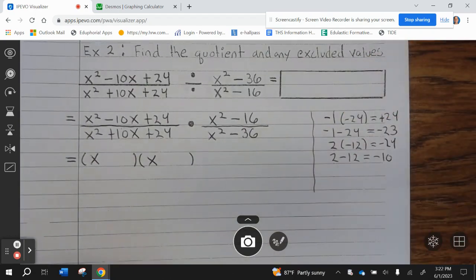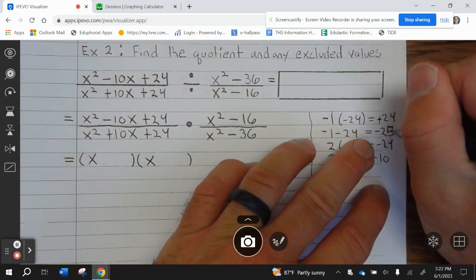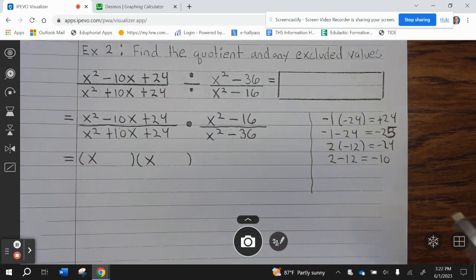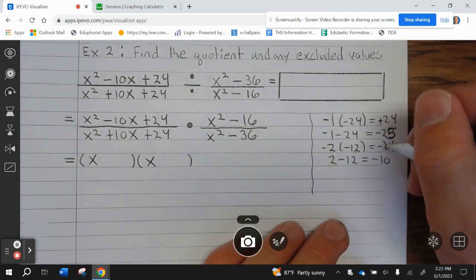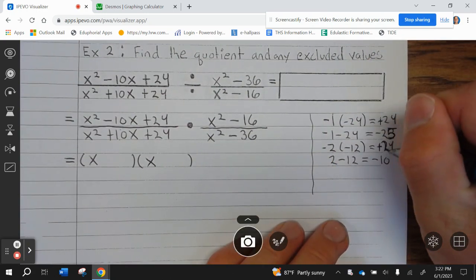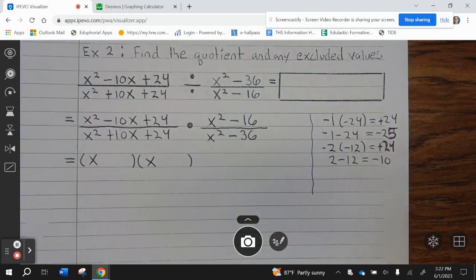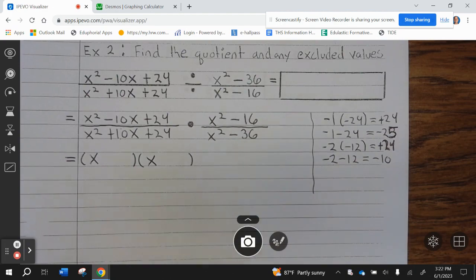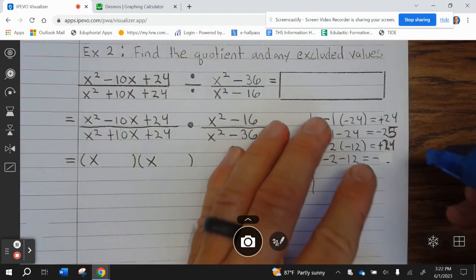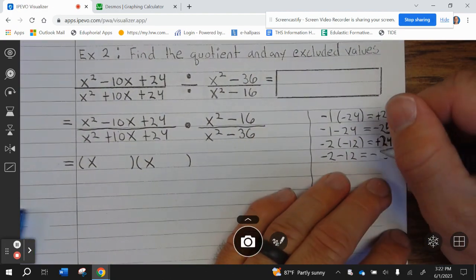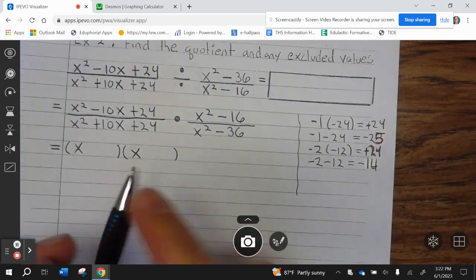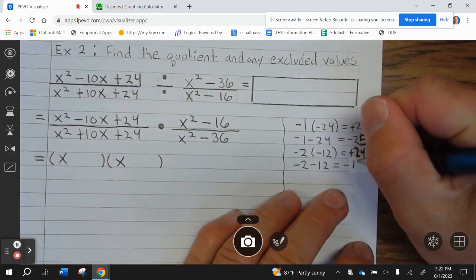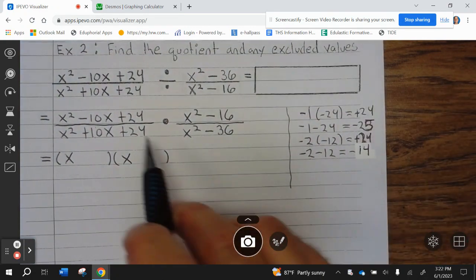Negative 1 minus 24 is negative 25. Okay, that doesn't work. Now, negative 2 times negative 12 is a positive 24. Negative 2 minus 12 is negative 14. Oh, didn't erase enough. Okay. Those numbers don't match.